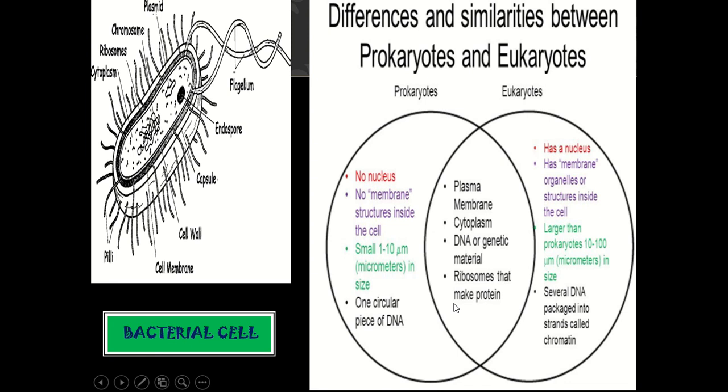But prokaryotes do not have any well-defined nucleus. They do not have any membrane-bound organelles. That is why they have only ribosomes. They are very small in size. They have only one circular piece of DNA. But eukaryotes do have a well-defined nucleus. They do have all the membrane-bound organelles like Golgi apparatus, mitochondria, lysosomes. They are very large in size and they have several DNA packaged into strands called chromatids.